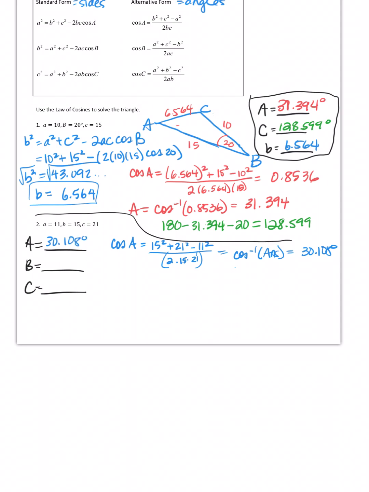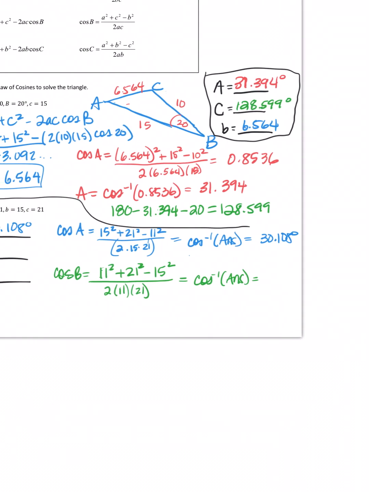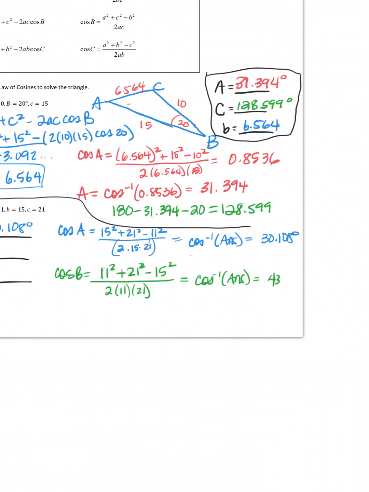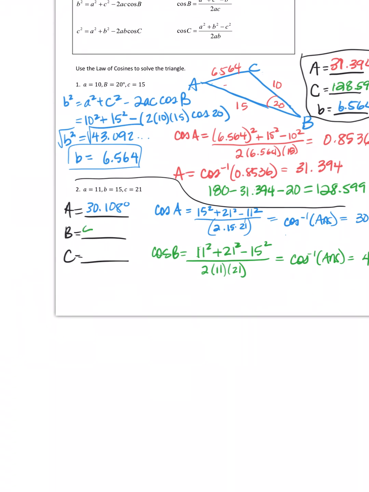All right, so now I'm going to do angle B, cosine B. Plug in my numbers. So A squared plus C squared minus B squared all over 2 times 11 times 21. All right, then I get my answer in my calculator. I'm going to do inverse cosine of that answer. And when I do that, I get 43.161 degrees. So there's my second missing angle.